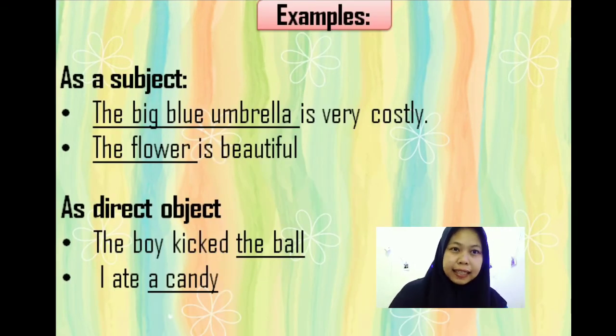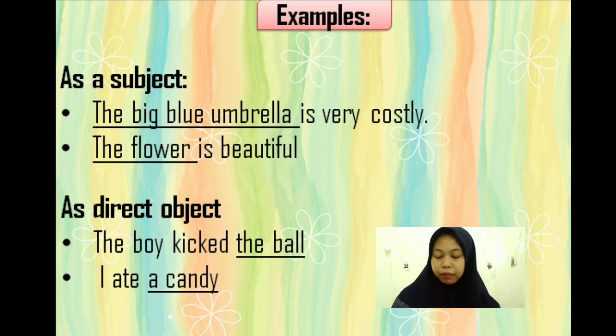Well, you can see in the slide, I would like to give you example of the function from the noun phrase itself. From the first as a subject, the big blue umbrella is very costly. Well, the big blue umbrella as the noun or the subject of this sentence, it means noun phrase as a subject. And the next it's same, the flower is beautiful.